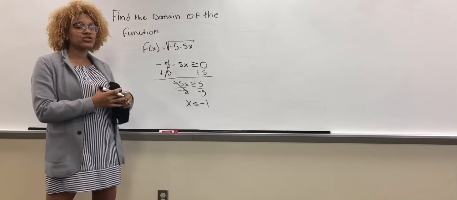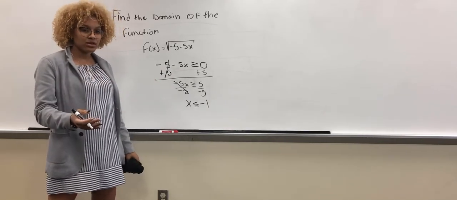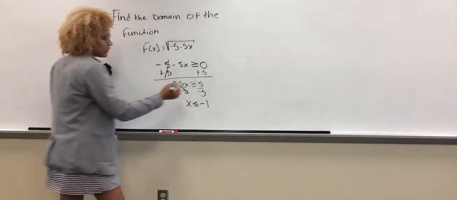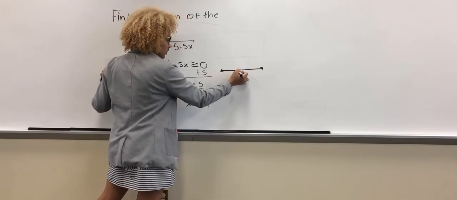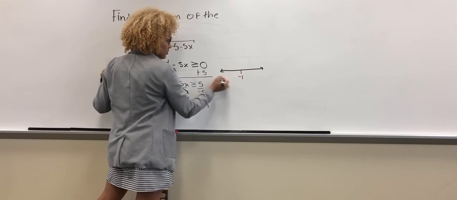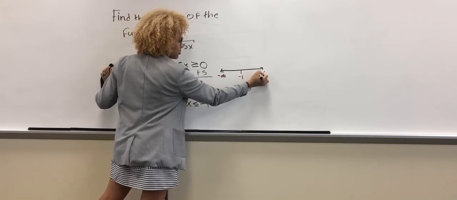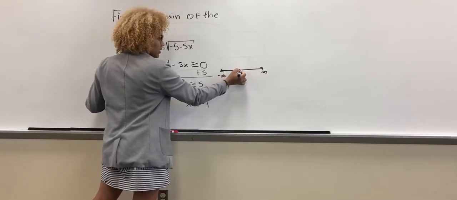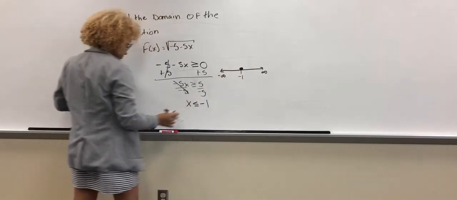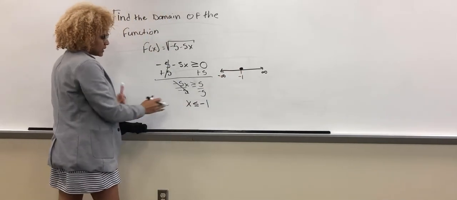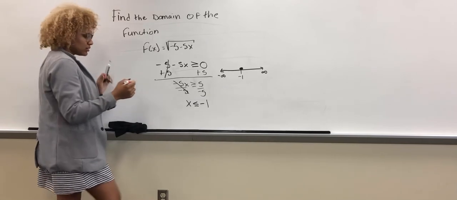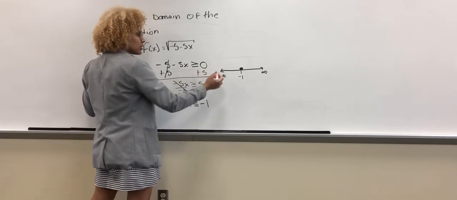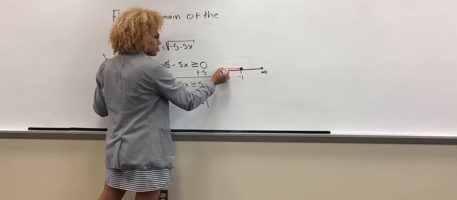Now I need my answer in interval notation. So if you think about the number line, this is -1 right here. This is negative infinity. This is positive infinity. At -1, I have a closed dot. And then I read x is less than or equal to -1. So all numbers smaller, going this way.